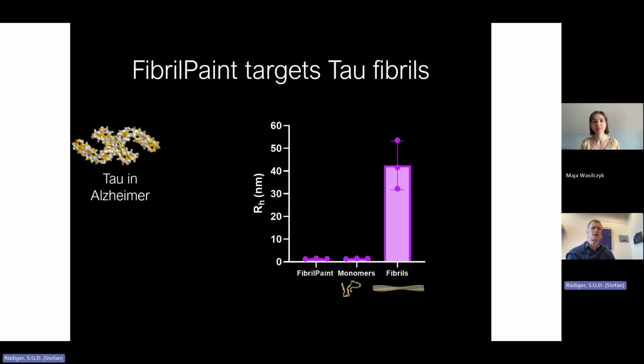For example, fibrils of the tau protein that aggregates in Alzheimer's, right? You see here on the left the structure of tau in Alzheimer's. And on the right, the hydrodynamic radius for fibril paint alone, for the monomer, and for the fibril. What you can see is that the hydrodynamic radius of the fibril is around 40 nanometer. The peptide alone is very small, and there's no interaction with the monomer at all. That gives a pretty clear readout for the size of the tau fibril.